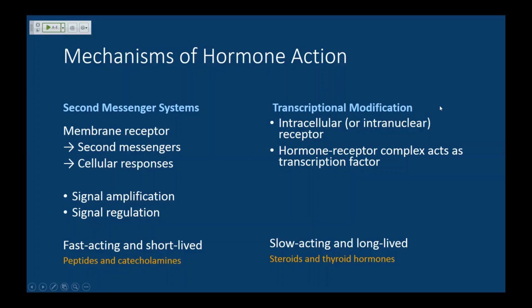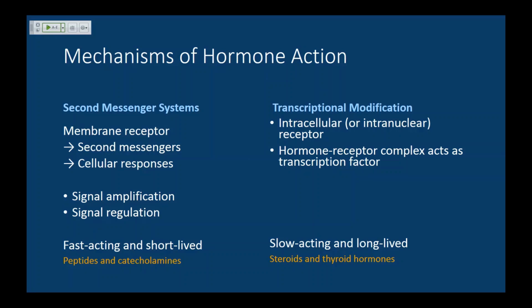On the other side, we have transcriptional modification, and this is when the hormone can traverse the plasma membrane and directly exert its effects within the cell. So we have intracellular or intranuclear receptors. The hormone is going to bind that receptor, and the hormone receptor complex, the two of them together, is now going to act as a transcription factor to target the transcription and the expression of certain genes.